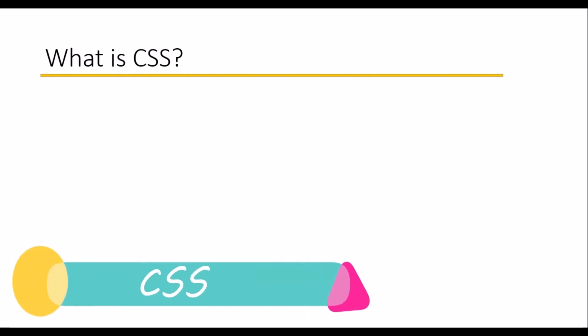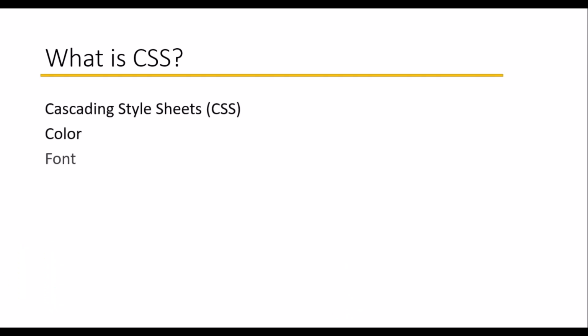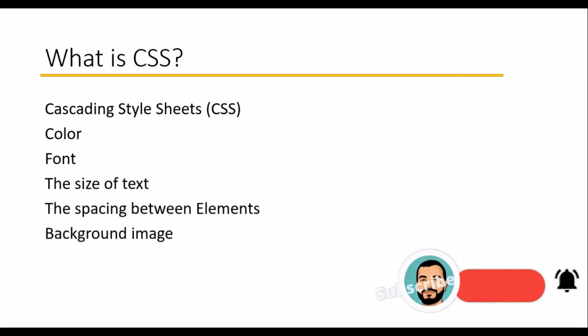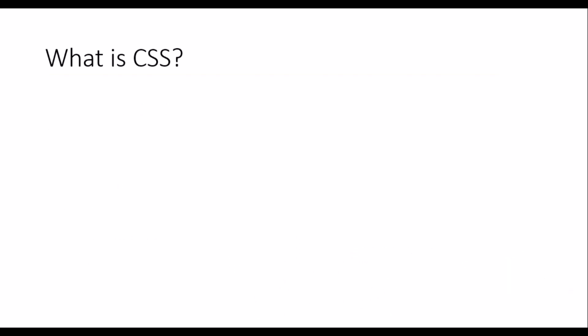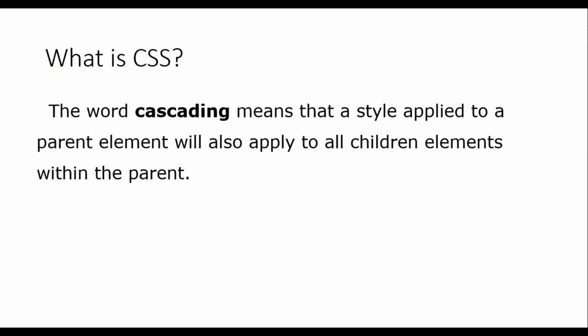CSS stands for Cascading Style Sheet. It is used to format the layout of a web page. With CSS, you can control the colors, the fonts, the size of a text, the space between elements, how elements are positioned and laid out, what background image or background colors are to be used, and different displays for different devices and screen sizes.